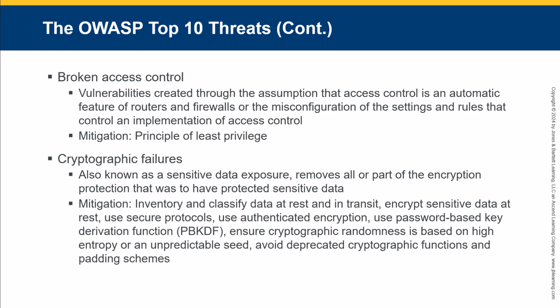Next is cryptography failures, which is known as sensitive data exposure. It removes all or portions of the encryption protection that was used to protect sensitive data. I.e., maybe you have a social security number, a name, an address, and it was stored securely, but somehow you managed to store it insecurely on the web server, exposing it. Well, that's a cryptography failure.